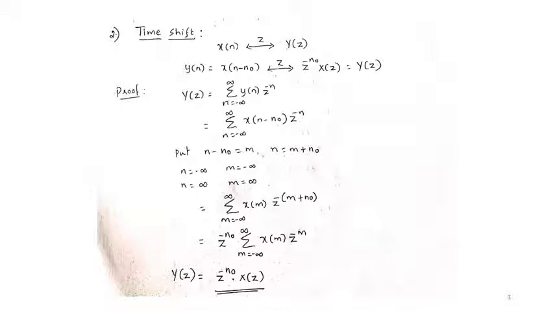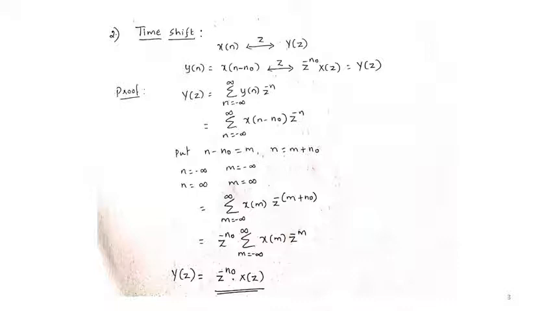Okay, we'll compare the general equation and this equation, and here instead of variable n, I'm using m. So there is no change with respect to the equation. So I can apply the definition of z transform. Therefore, Y of z is equal to z to the power minus n naught into X of z. So this is about the time shifting property.